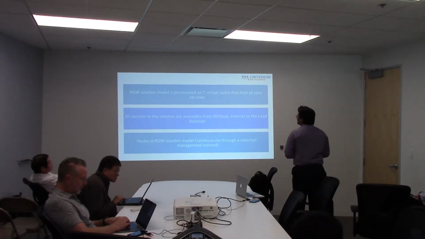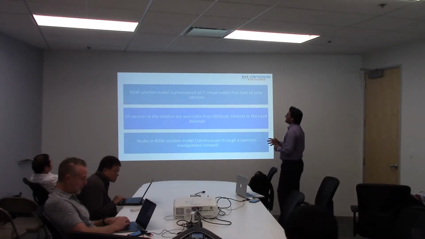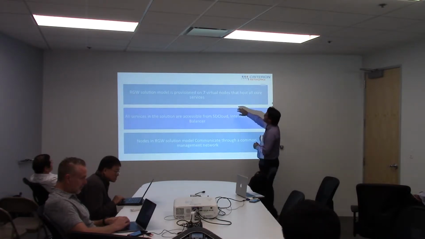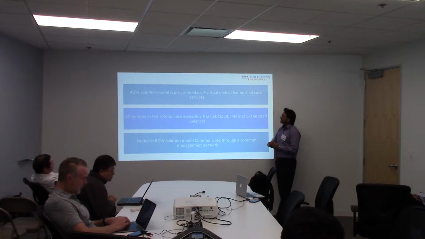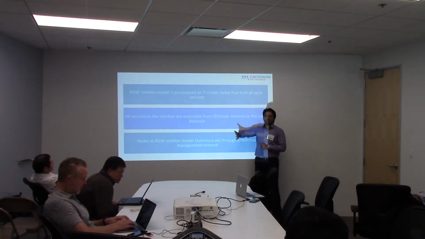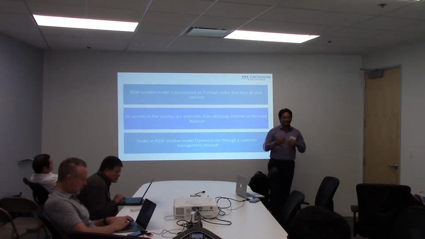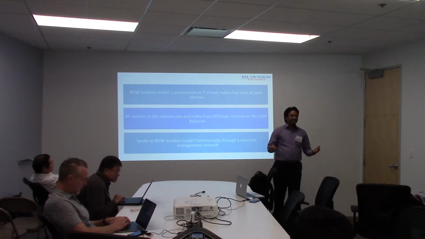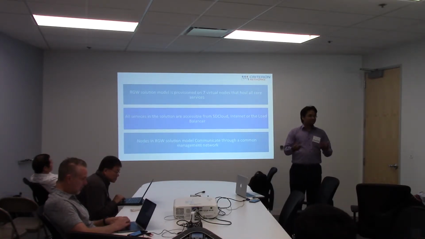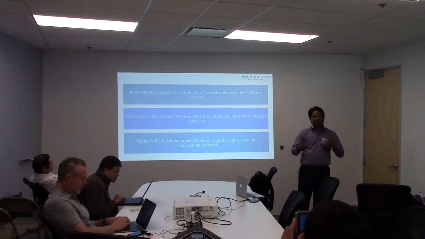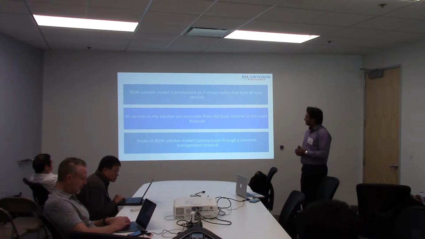So what does our RGW solution have? We currently have 7 virtual machines, as I mentioned, and all the services are accessible from SD Cloud. That means it's accessible through the open internet, so there is no hidden stuff, and all of you will basically get root access into the environment itself. So you can destroy, recreate, bring it down, and do that.